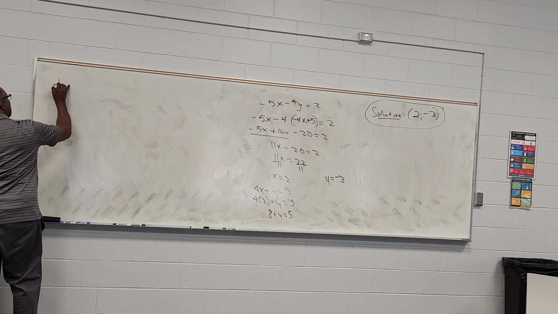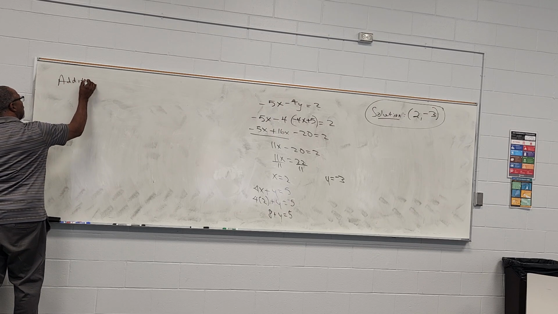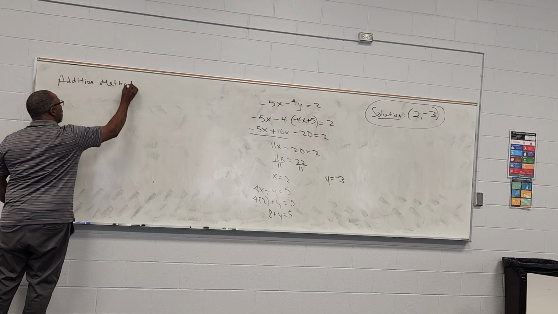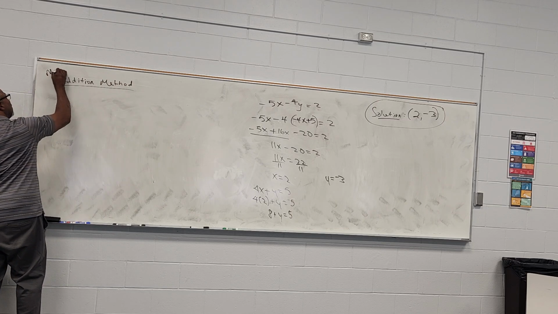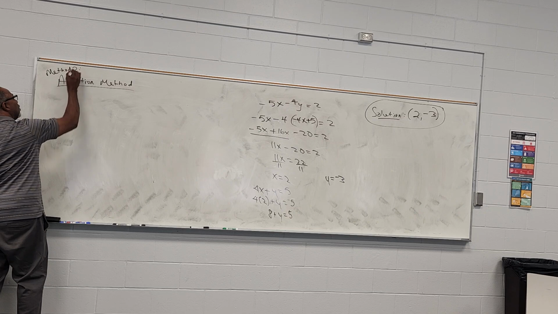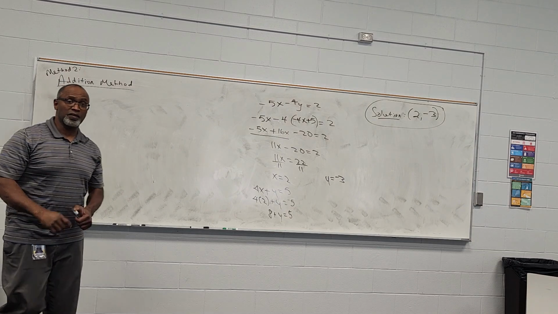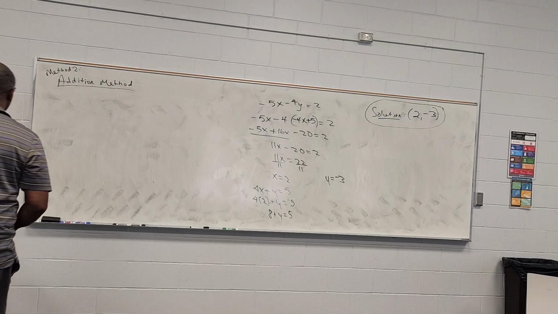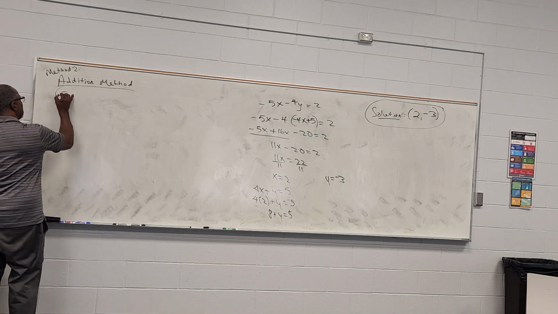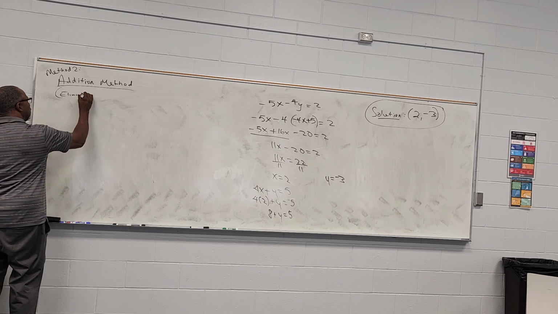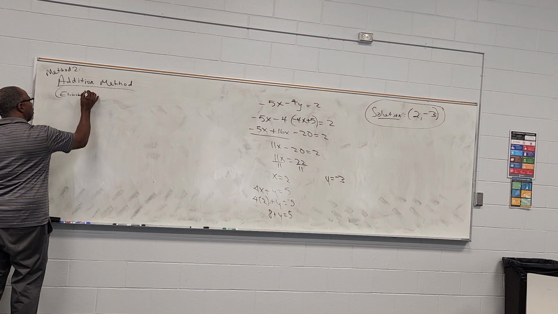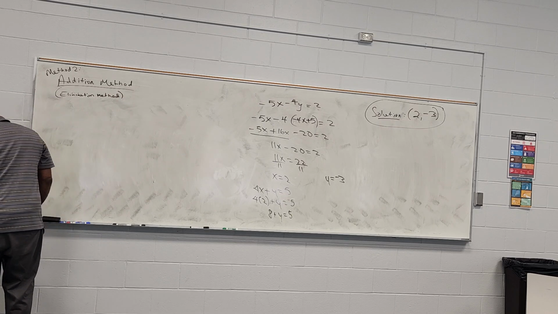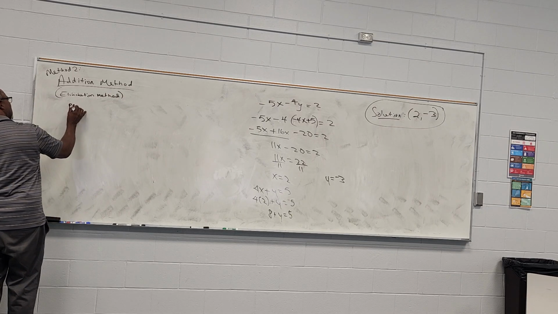The next method is called the addition method. This is method 2. Method 2 is called the addition method. Sometimes you'll see it called the elimination method. Some books will call it the elimination method. So they talk about the elimination method on page 769.